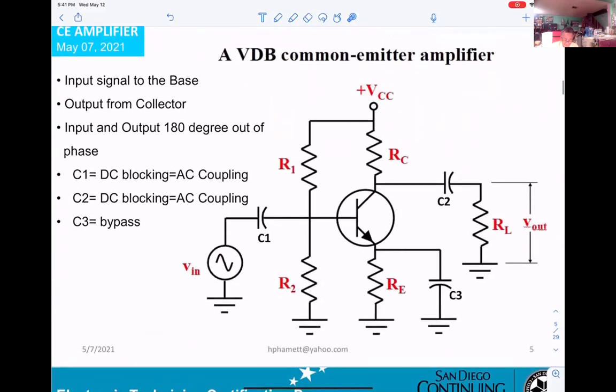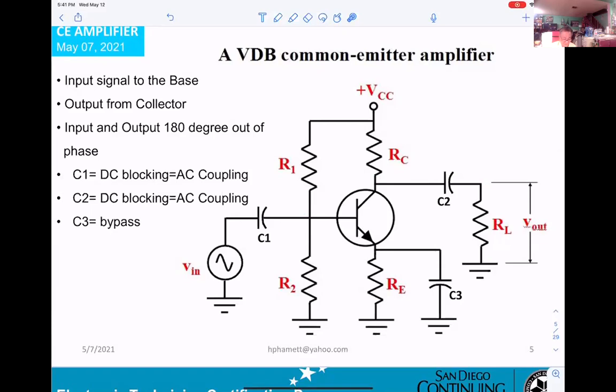Okay, now the first thing is the common emitter amplifier. When you're looking at this circuitry, your job is to recognize what type of circuit it is. It can be common emitter, common collector, or common base. So for common emitter, the input is applied to the base, and the output is taken from the collector. That is the first thing you need to know.